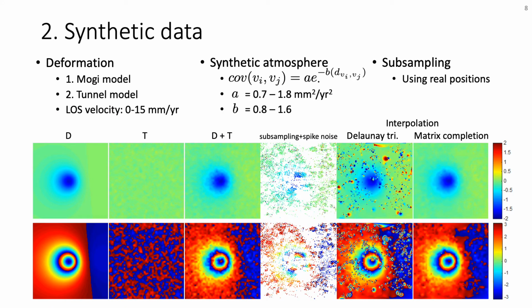The second technique proposed here is using synthetic examples to train the CNN model. We produced two models here: the point source for coal mining subsidence and the tunnel model. The top row from this figure is the unwrapped signal, and the bottom row shows the wrapped version. We combine deformation with turbulent atmosphere, then subsample and add some spiky noise following the characteristics of the UK dataset, and finally interpolate with the matrix completion.